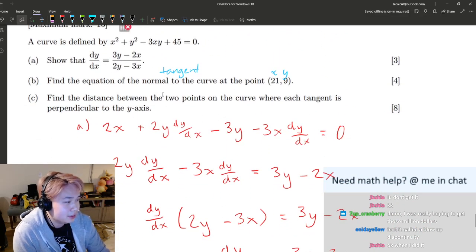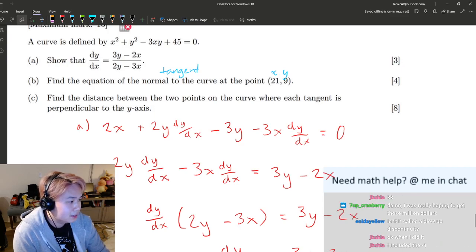Okay, find the distance between 2 points on the curve where each tangent is perpendicular to the y-axis.